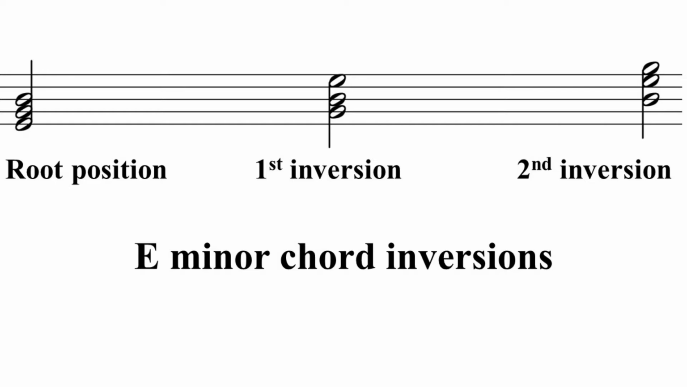First inversions are a similar thing. They are considered the second strongest, not as strong as root position. They act as somewhere you can go if you don't want to go straight to the root position, if you want to avoid the cliche. They act as somewhere else to go.